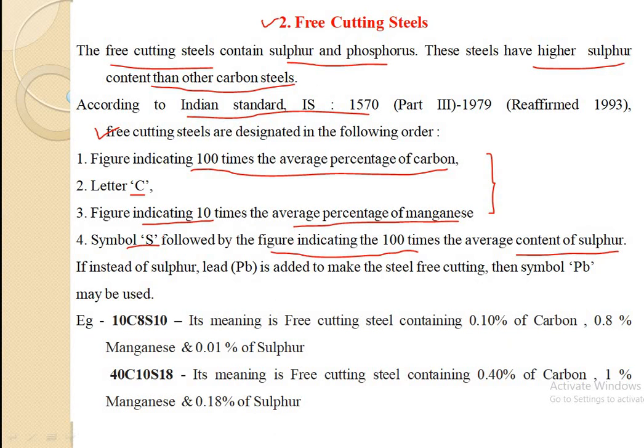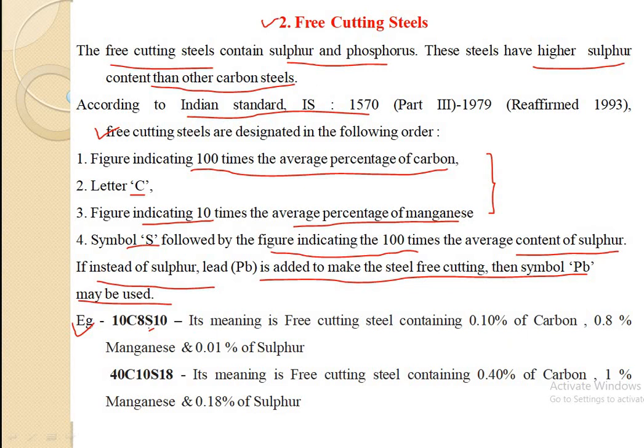Not always is there a symbol of S. If instead of sulfur lead is added to make the steels free cutting, then the symbol Pb may be used. Means if sulfur is used, then we write capital S for sulfur, and if lead is used in these free cutting steels, then you will get the symbol Pb. Take the example 10C8 S10. If you see S or Pb, then you can know that this is a free cutting steel. If only the portion up to 10C8 is there, it is a mild steel or carbon steel.